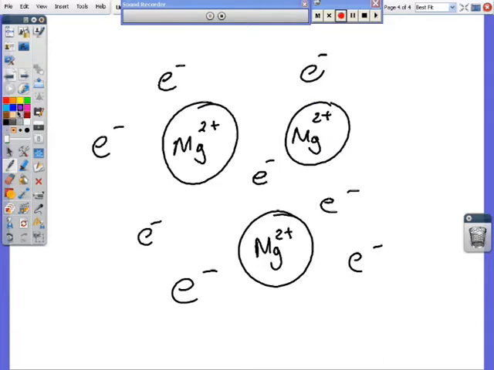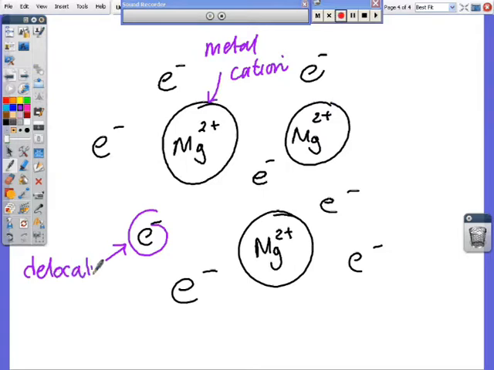Okay, so the examiner will expect you to label this, and you will label it as a metal cation, and you will label the electrons as delocalized electrons. Okay, and that's what you will get marked on a diagram similar to that.